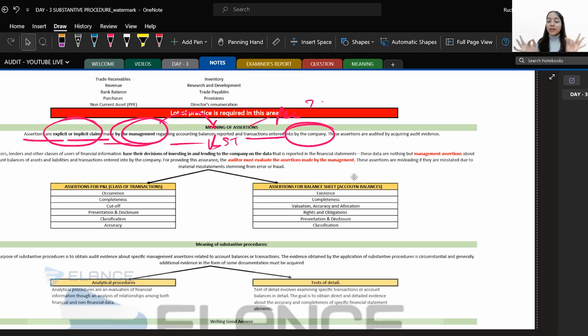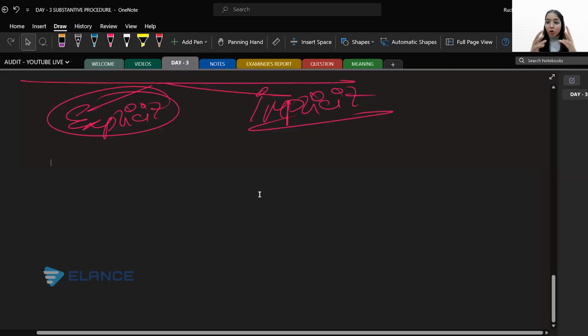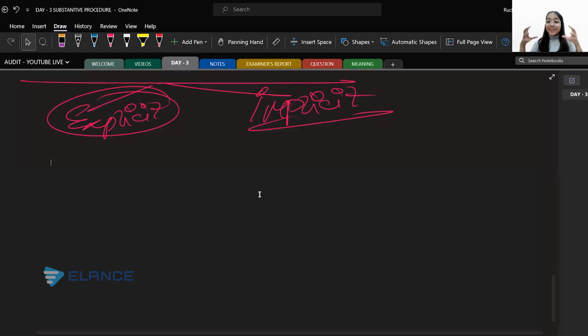Okay, so what is the auditor's job? The auditor will evaluate those assertions. Everybody got the meaning, everybody got the role of the auditor, and why the auditor has come into the picture, and how the shareholder and management cannot play a money game. Okay, now ma'am, how will he do it? How will the auditor test these assertions?